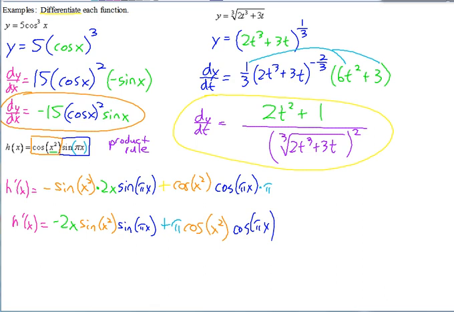So that would be our answer, as simple as it gets. We can't combine the cosines either, because of the different things inside. This one has x squared inside, this one has pi x inside.